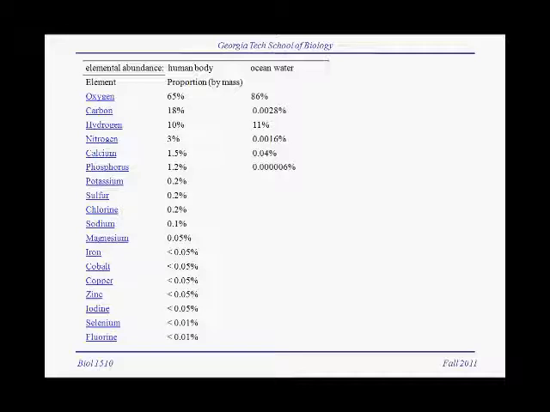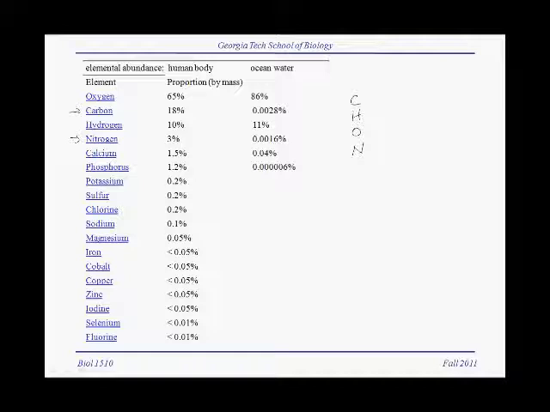As you can see, oxygen and hydrogen are two of the most abundant elements, and that makes a lot of sense because the human body is 70% water, and water, of course, is H2O. In addition to oxygen and hydrogen, however, what we find is carbon and nitrogen. Okay? So carbon, hydrogen, oxygen, and nitrogen are four of the most abundant elements found in the human body.